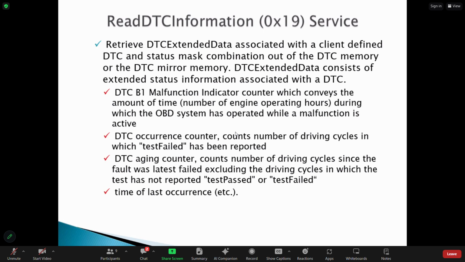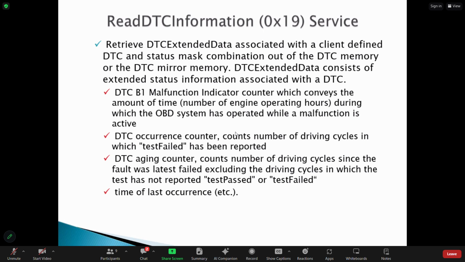Okay. So what does this extended data record have? Malfunction indicator counter, which conveys the amount of time or number of engine operating hours during which the OBD system has operated while a malfunction is active. Like I gave the example of occurrence counter, self-healing counter, there may be a malfunction indicator counter also implemented. So this will give for how many hours the engine was on and that malfunction was active.